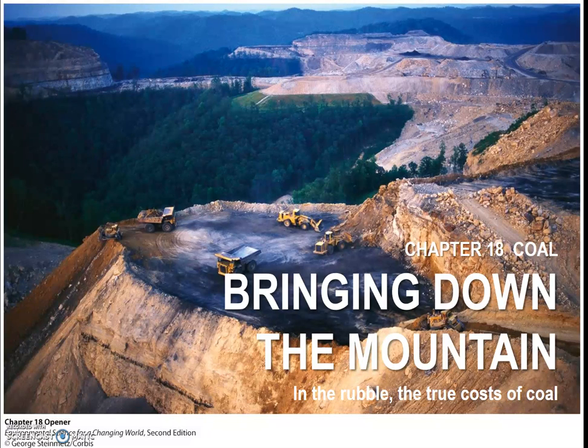Chapter 18 in your textbook introduces fossil fuels and focuses on coal, its formation, global distribution, extraction methods, uses, and impacts. The storyline for the chapter profiles a mountaintop removal project in West Virginia. I won't be recounting every topic from your textbook here.